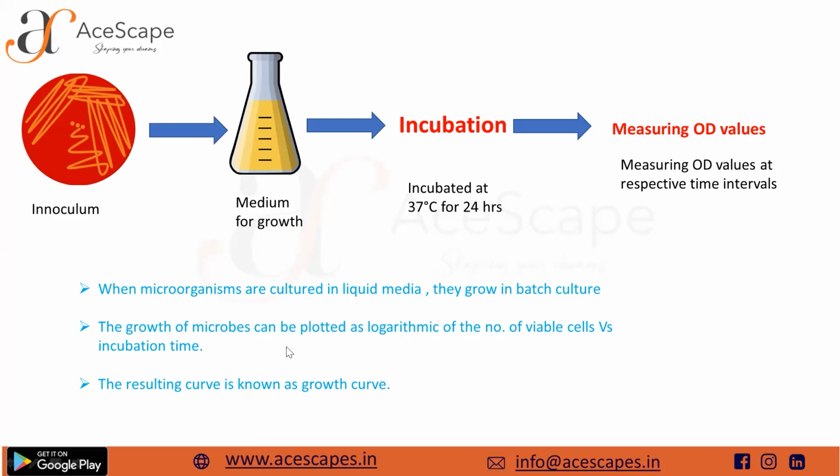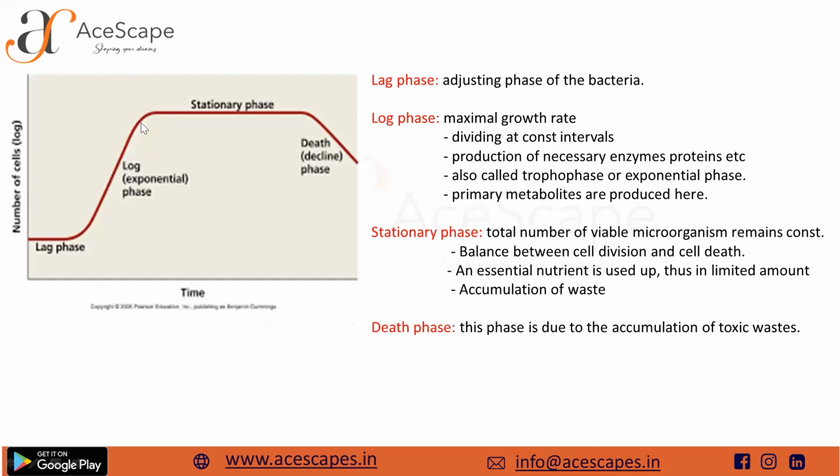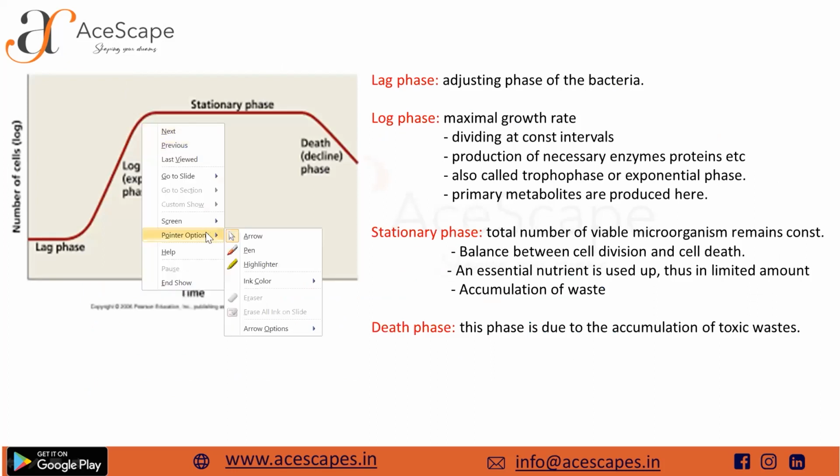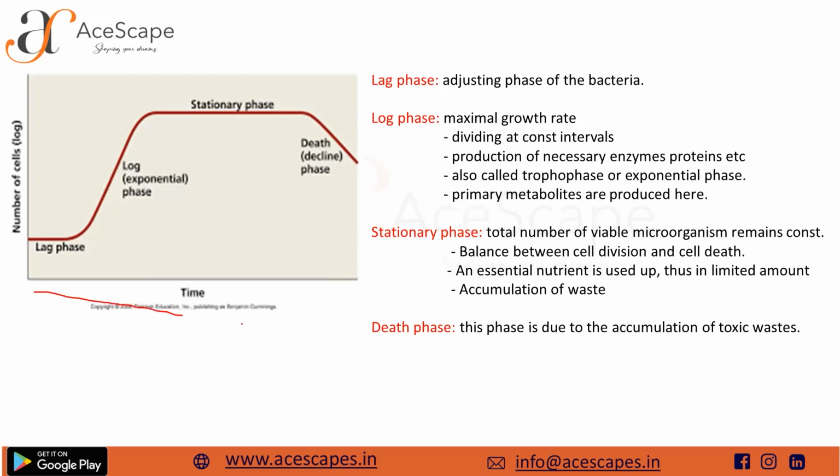The growth of microbes can be plotted as a logarithm of the number of viable cells versus the incubation time. The curve that we get is called a growth curve. The curve typically looks like this, with the y-axis having the number of viable cells in logarithmic form, and the x-axis having the time. Here we have several phases. This is the lag phase, then we have the log phase, then the stationary phase, and then this is the death phase or the decline phase.